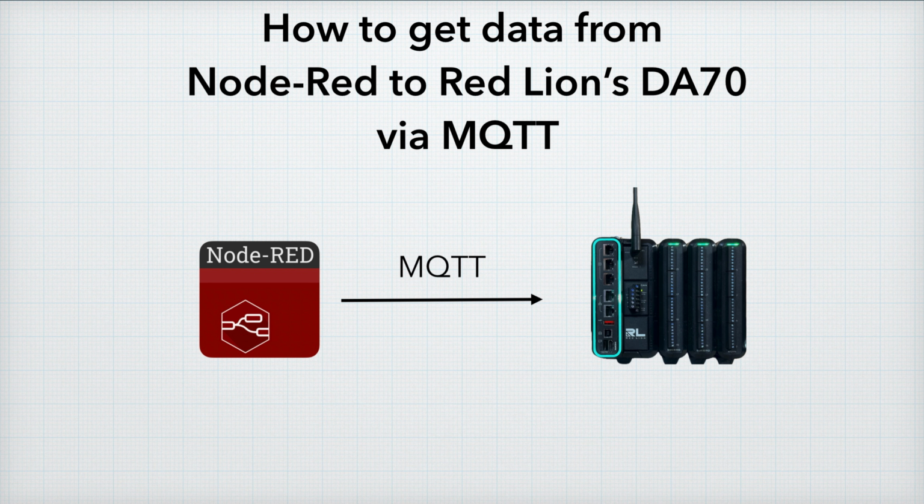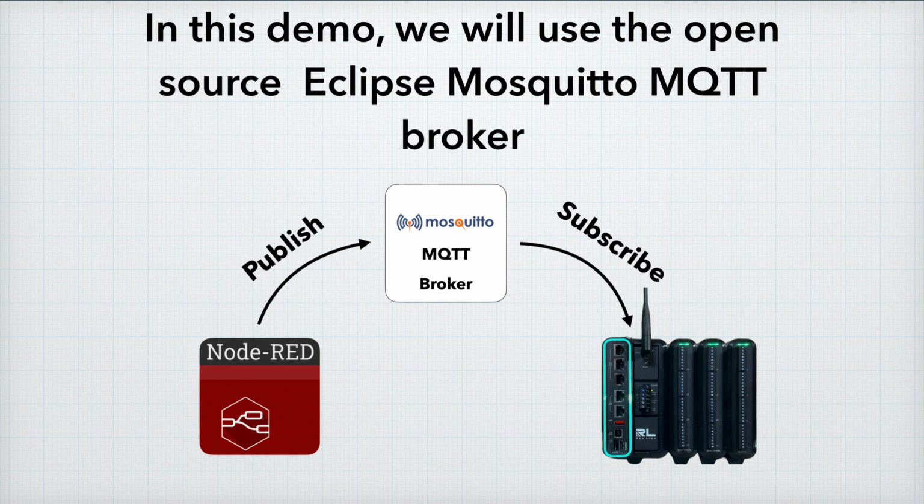Matus & Associates. Today I want to talk to you about how to send and receive data from Node-RED to Redline's DA70 via MQTT. Both Node-RED and the DA70 can publish and subscribe to MQTT topics, but neither is a broker. So in this demo, we will use the Eclipse Mosquitto open source MQTT broker.